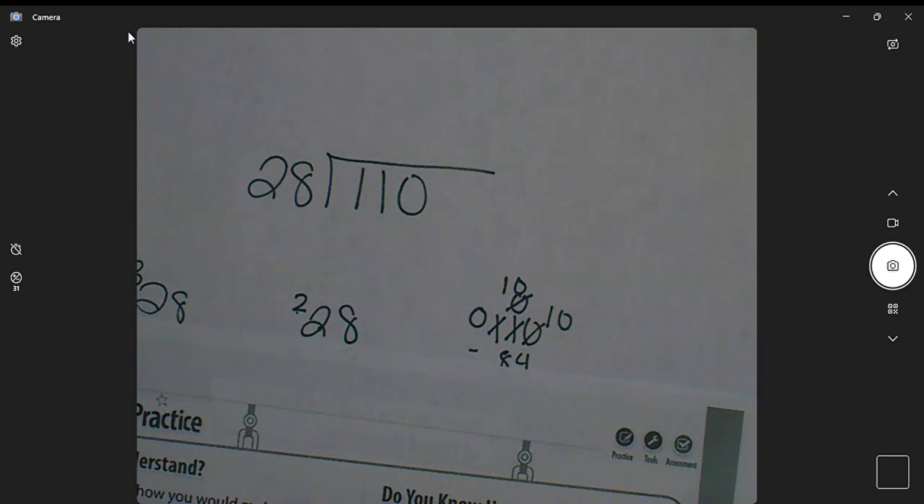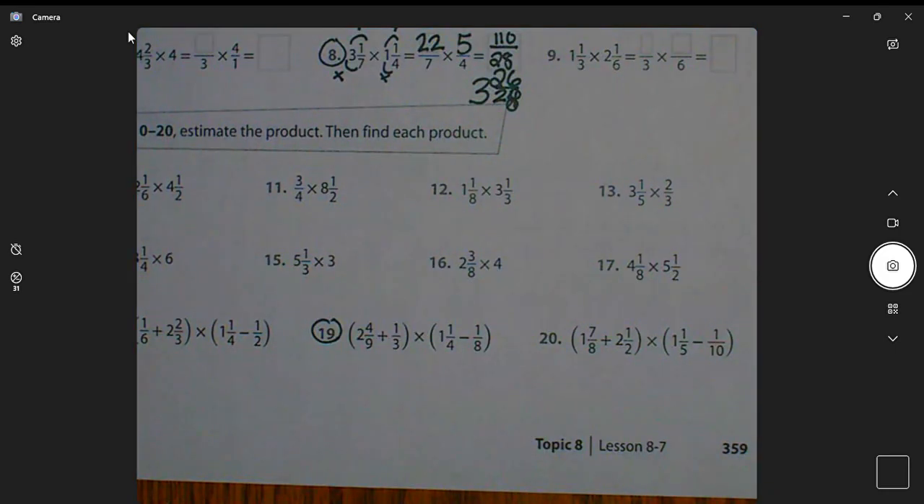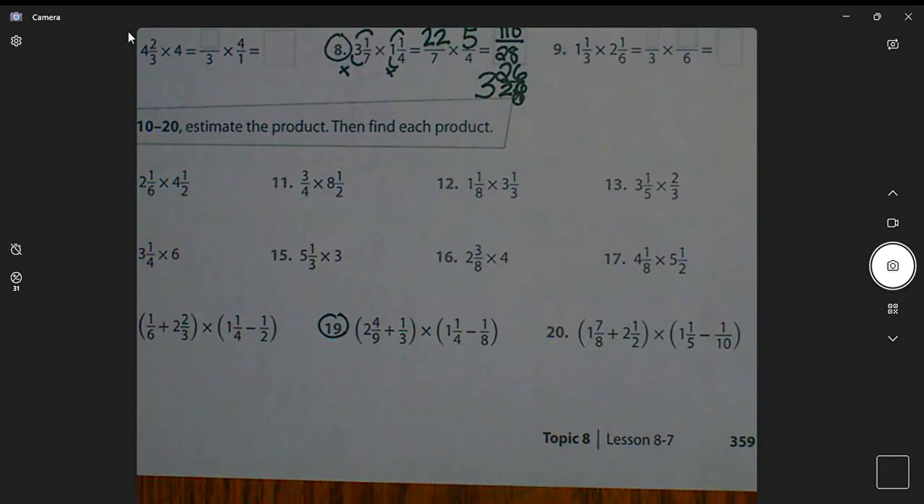Let's look at one more, and this one's kind of challenging. Let's look at number 19. 2 and 4/9 plus 1/3 times 1 and 1/4 minus 1/8. Now, this is a multiple step problem. There's about 4 steps that I can see. So let's look at it step by step.